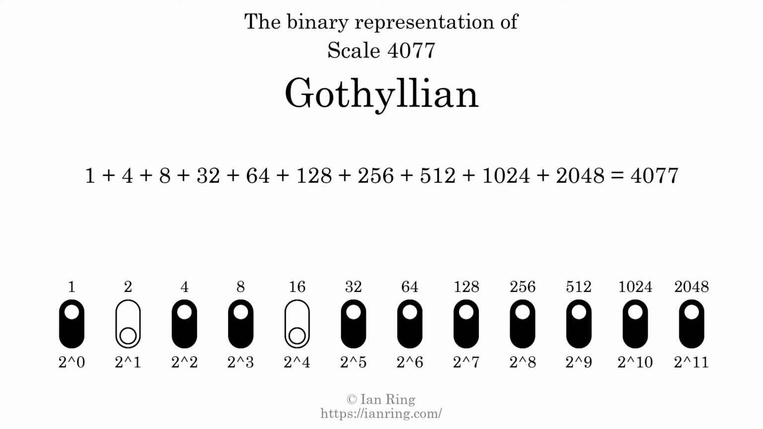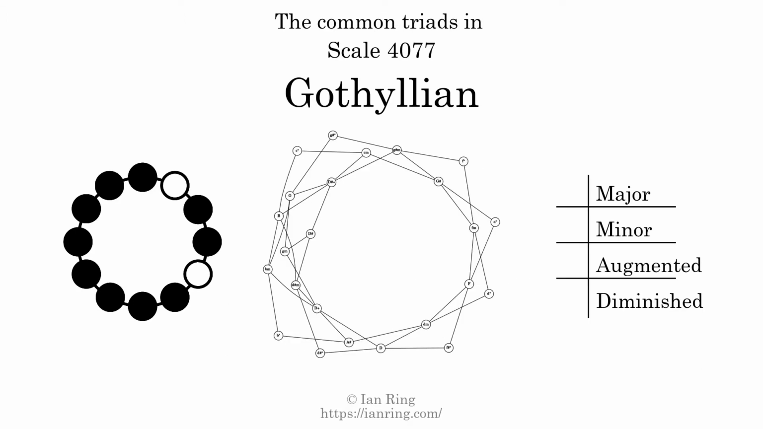The scale number not only enumerates the scale with a unique index, but it also literally describes the tonal content of the scale. Represented as a binary number in base 2, the scale number is 1111111011101. Here are the common triads present in this scale.